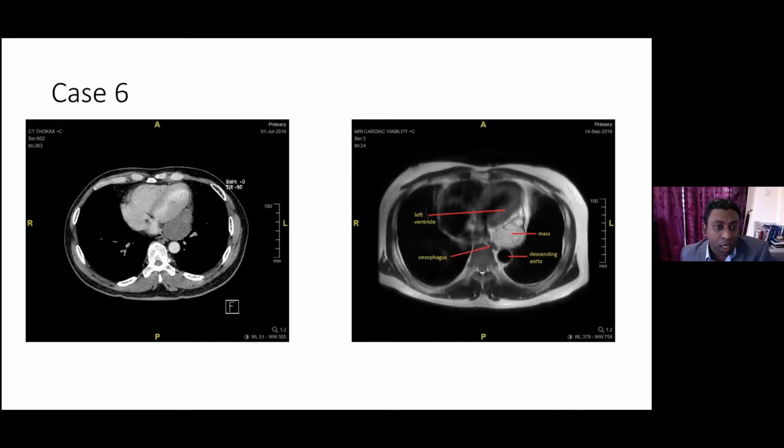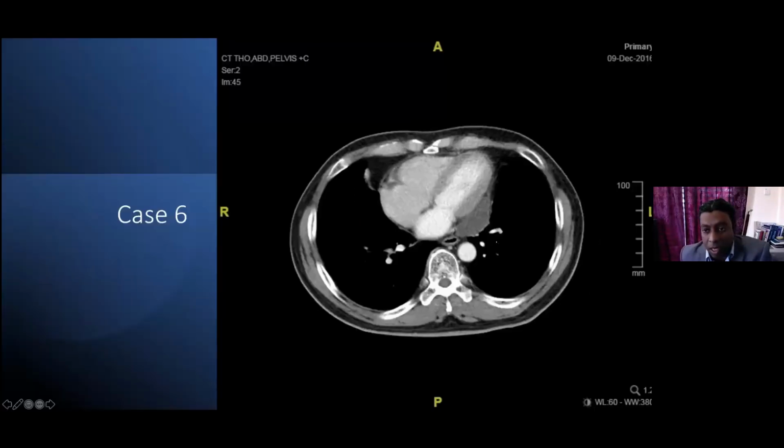So this was his CT scan and MRI before the neoadjuvant radiotherapy, and the mass was very close to the left ventricle, as you can see here on the MRI, also close to the esophagus and descending thoracic aorta. This is the size of the mass after undergoing radiotherapy. Now, the resectability was only made possible with the radiotherapy, where the mass became smaller, and you can see the mass is now away from the esophagus and the aorta.